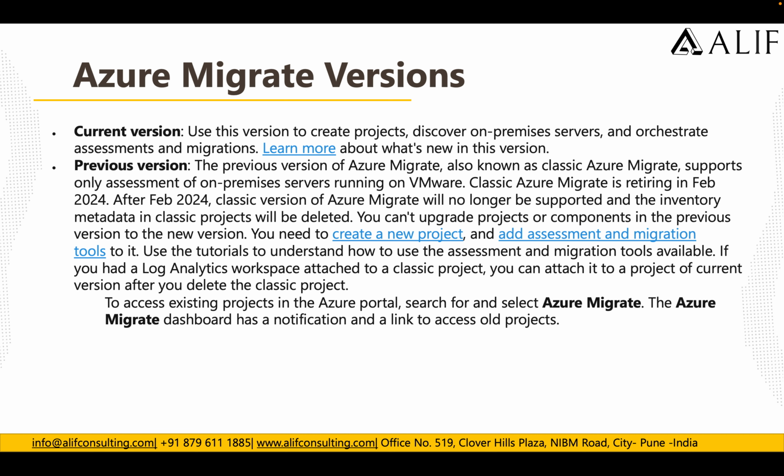Classic Azure Migrate will be retired in February 2024. After February 2024, the classic version of Azure Migrate will no longer be supported and the inventory metadata in the classic project will be deleted. You cannot upgrade the project or components from the previous version to the newer version. You need to create a new project or add the assessment and migration tool to use it. This is something which you need to do, right?